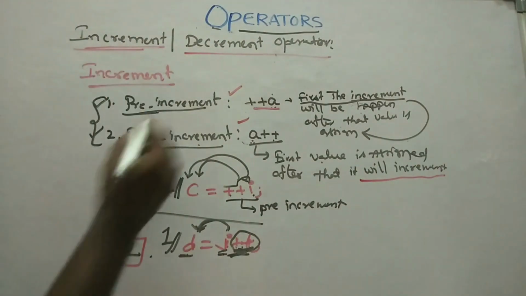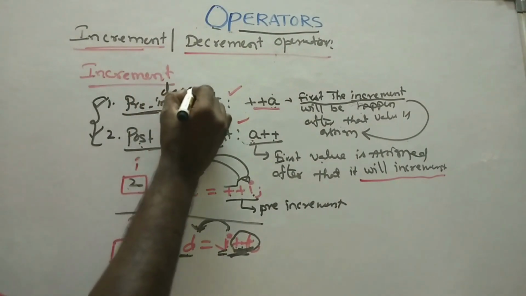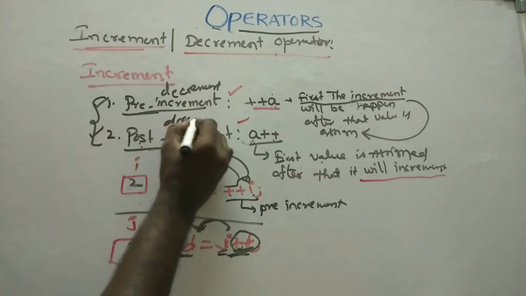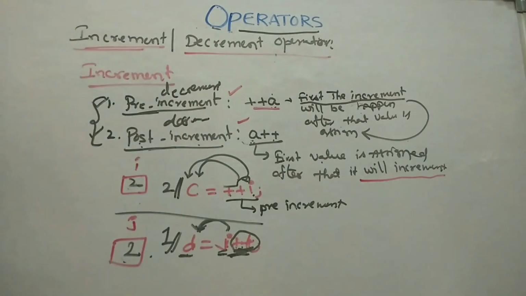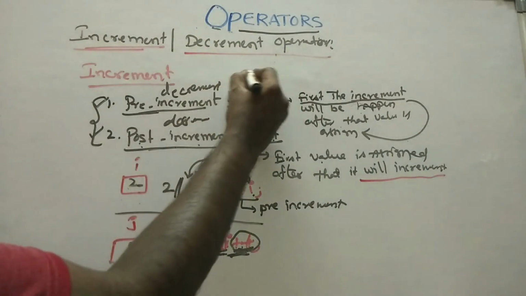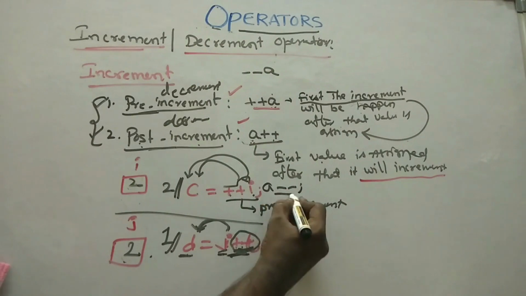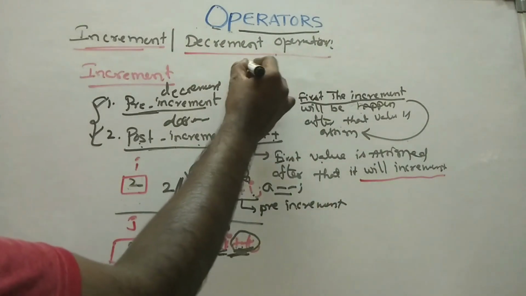That is the same for decrement also. That is the pre-decrement or post-decrement. Clear? Okay. That is the increment or decrement operator. Decrement is nothing but we decrement the value. That means --A, then A--. Post-decrement, pre-decrement. First the value is decreased.